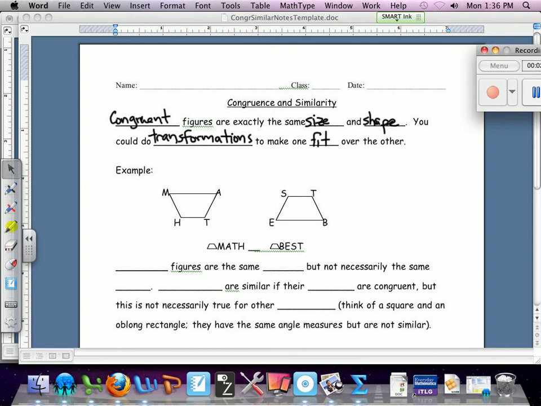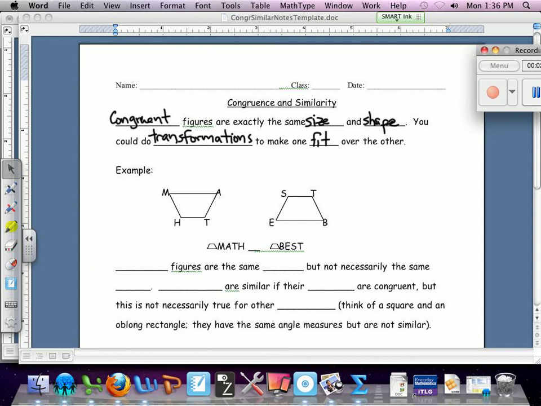The word transformations includes translations, where you just move it over and make it line up. It includes rotations, where you turn it a certain number of degrees, and therefore you might be able to make it line up. Or reflection is when you flip it over and look at the mirror image of it. And you might have to do a combination of transformations. So in this example here, we have trapezoid MATH is congruent to trapezoid BEST.